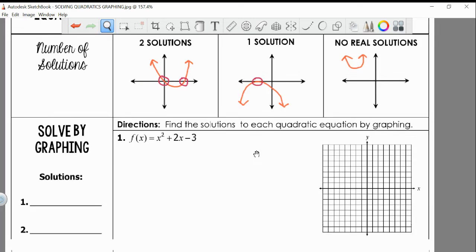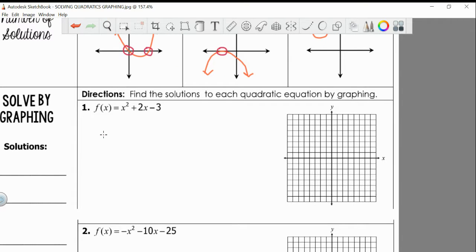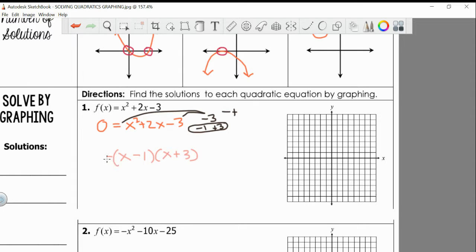So let's look at number one. We need to solve this, and for the most part, what we're going to do is treat this f of x as a 0. We're going to swap it out with a 0. We're going to be able to solve this using factoring: negative 3 and positive 1 and 3. How do we make a 2? Negative 1 plus 3. So we've done our factoring. We're able to do the shortcut, and we get x minus 1, x plus 3. Those are our factors.